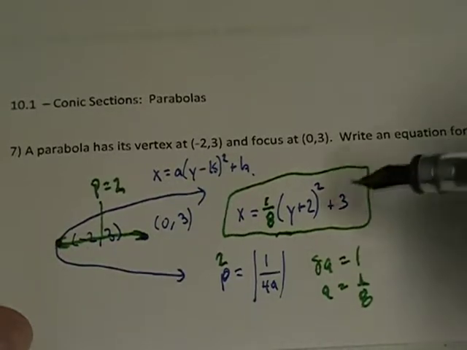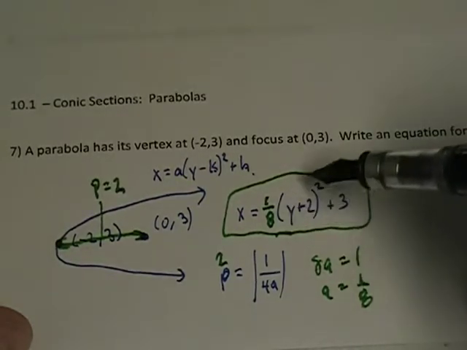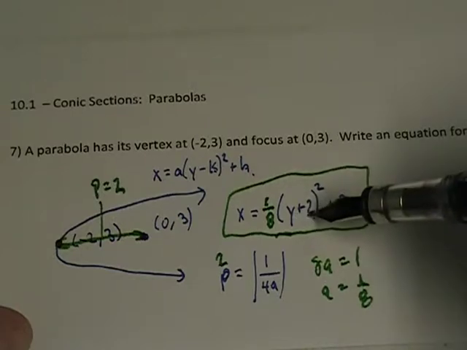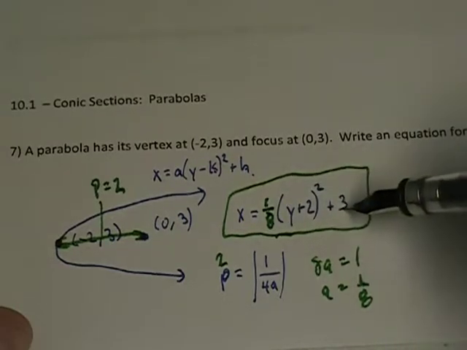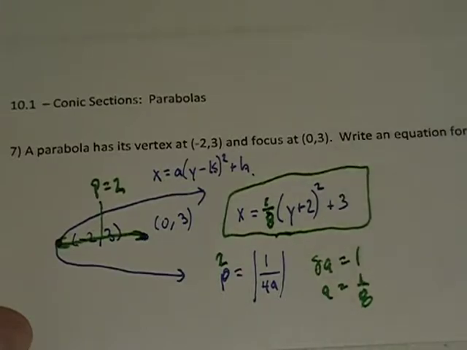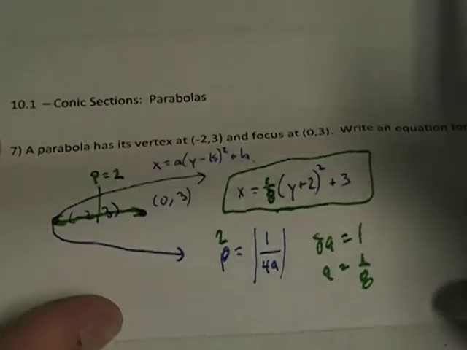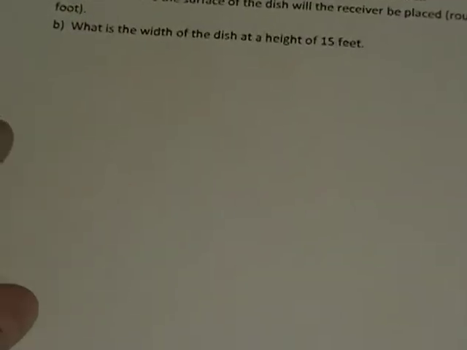So with nothing but the vertex and the focus, I can write this equation. And then, of course, if they ask you for standard form, all you'd have to do is expand this, y plus 2 times y plus 2, distribute that 1/8 and then add 3. But they didn't ask for that, so we're not going to do it. All right. One more question here.